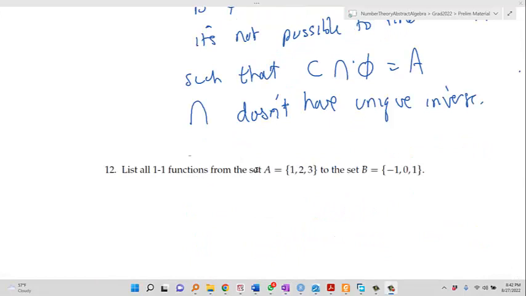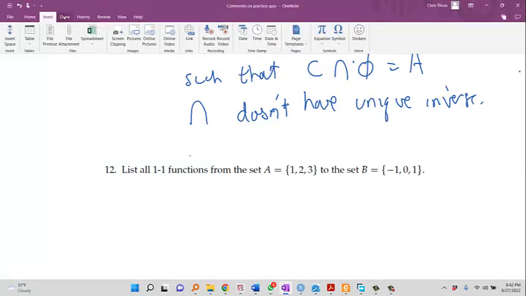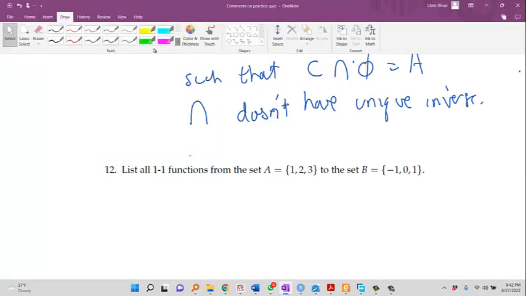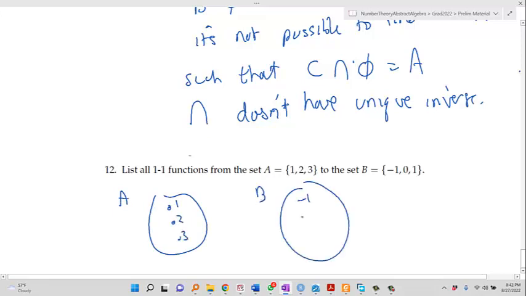Okay, next one was list all one-to-one functions from the set A, 1, 2, 3, to B, minus 1, 0, 1. Okay, so if we draw the picture, we have our two bubbles. We have the A bubble and the B bubble. We have the domain and the codomain. So my domain would be A right here. Here's my set A, and it has the points 1, 2, 3. I have my set B, which has the points minus 1, 0, 1.